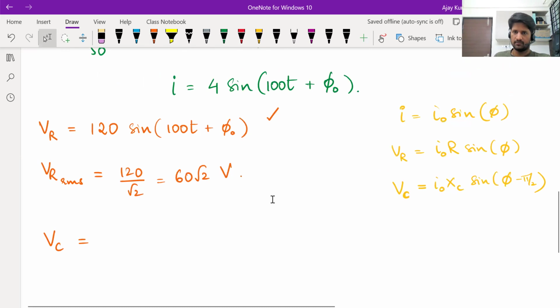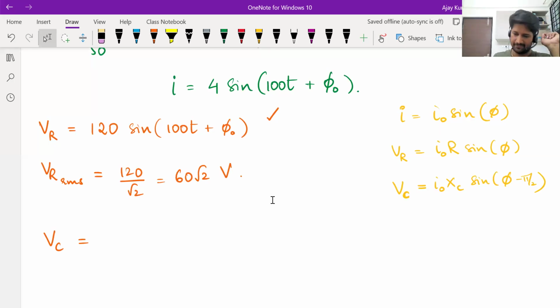XC is given as 60. Based on that, you answer. How much is I naught? Sir, it'll be 240 sine 100t. Keep phi naught as it is. Okay, so then it'll be 100t minus 4 by 3, minus pi by 2.